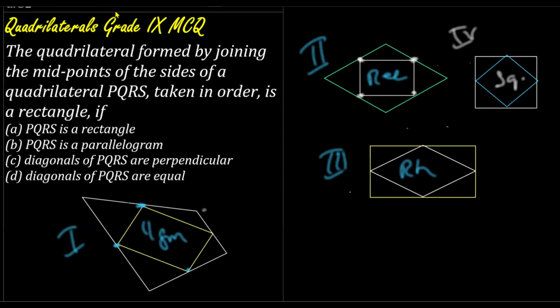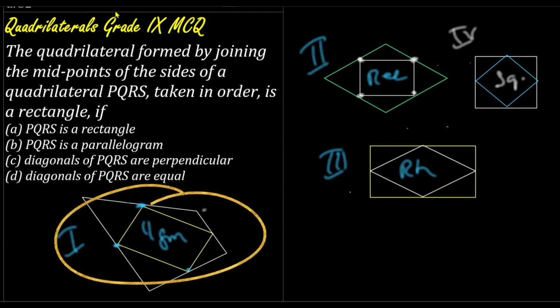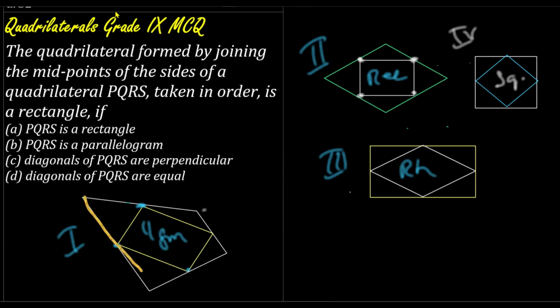Now, before we read this question, let's understand a few properties. The first one is this. We can see that by joining the midpoints of the sides of any quadrilateral, well, this is any quadrilateral, what do we obtain? We obtain a parallelogram. So the line joining the midpoints of the sides of any quadrilateral will give you a parallelogram.